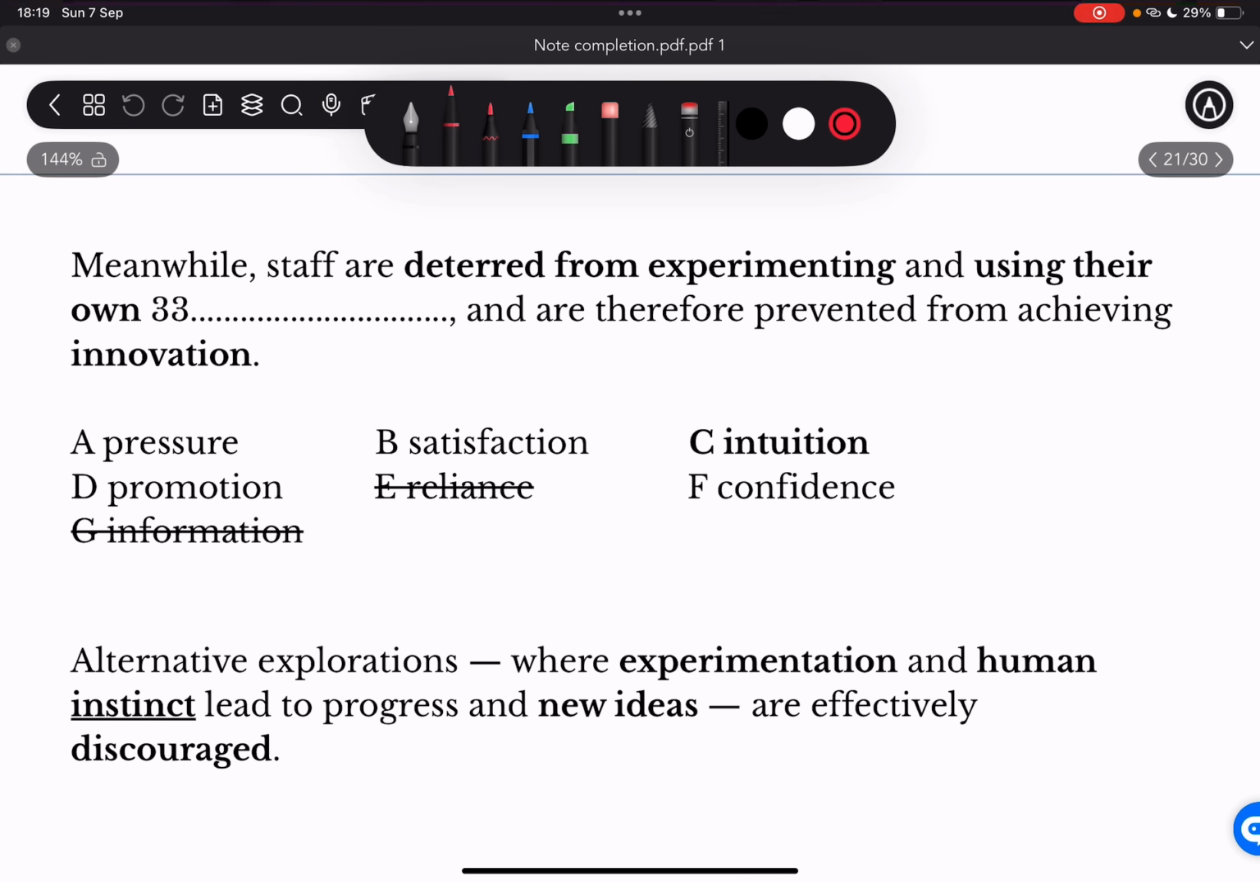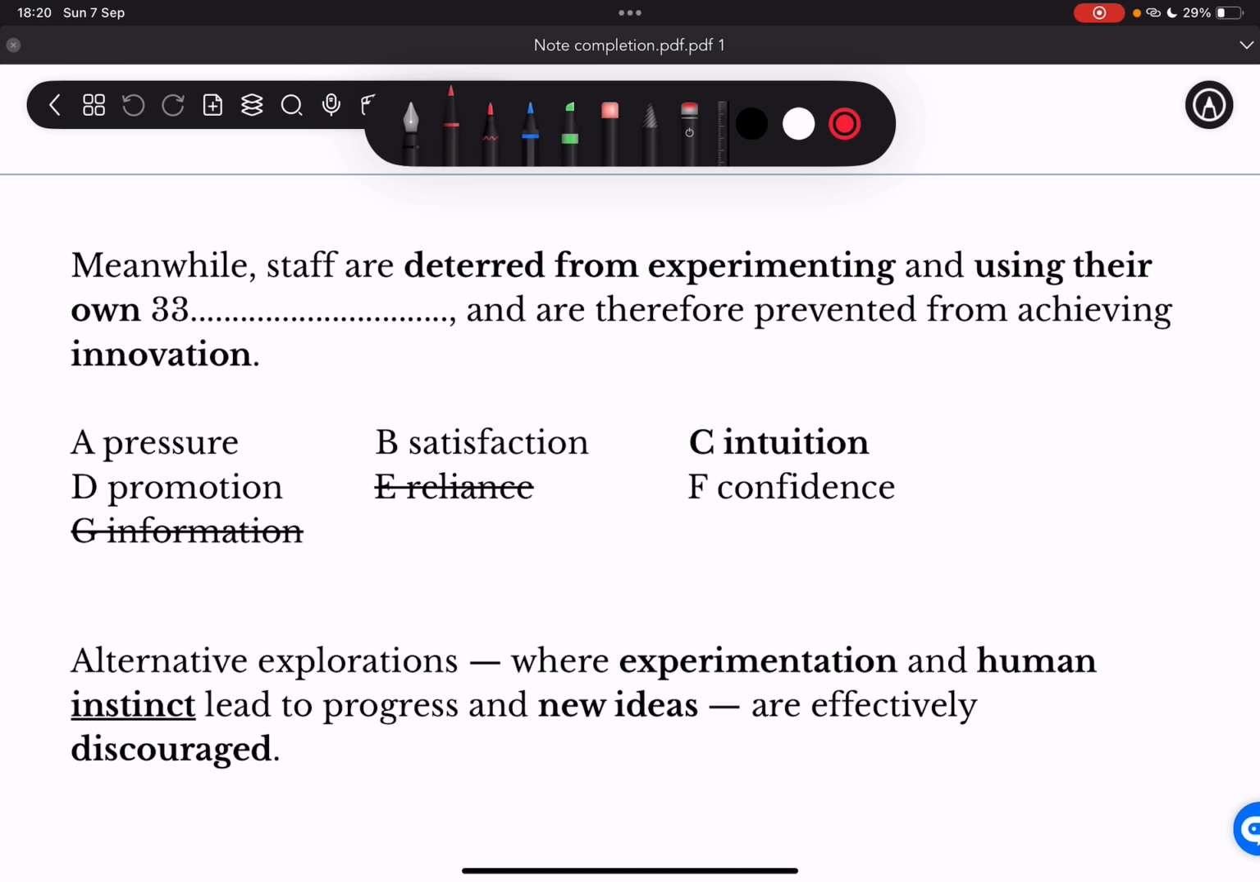And next, meanwhile, staff are deterred from experimenting and using their own and are therefore prevented from achieving innovation. In the text, we have the words like experimentation and human instinct lead to progress and new ideas. So innovation and new ideas, they are almost the same thing. So we are sure that our answer is here. And also the words like deterred from and discouraged, they align together as well.